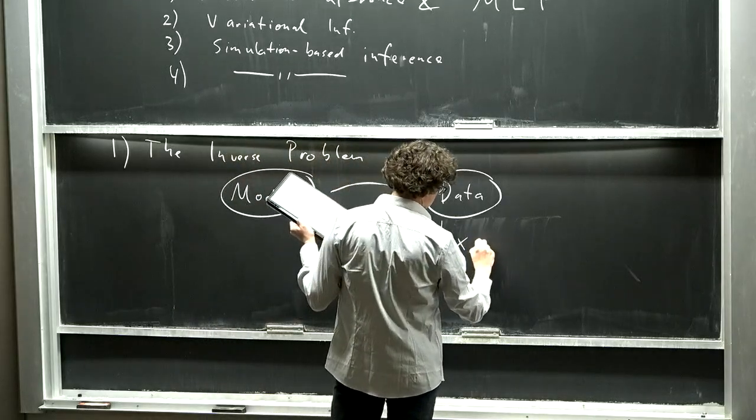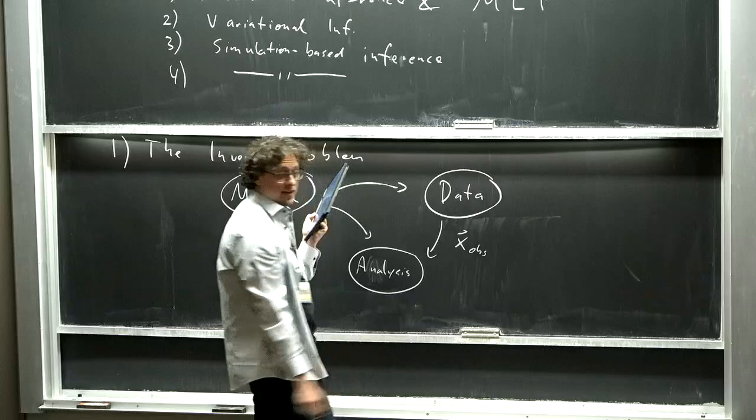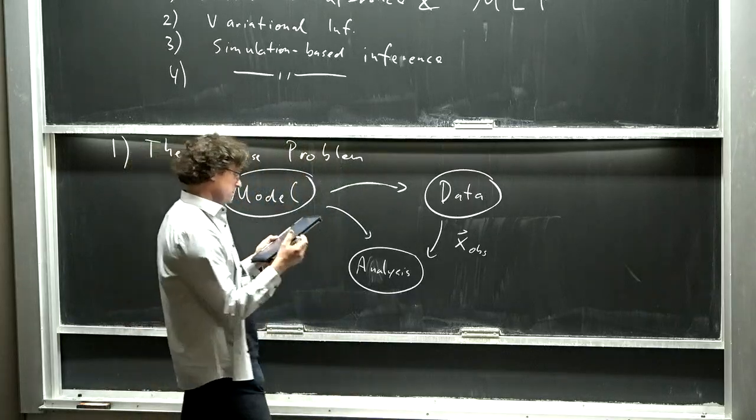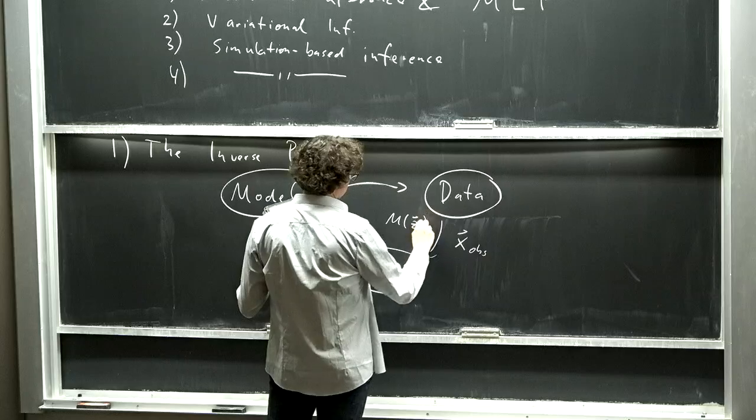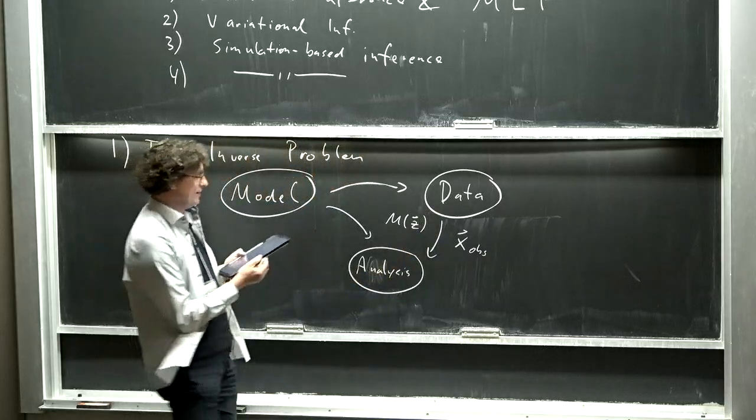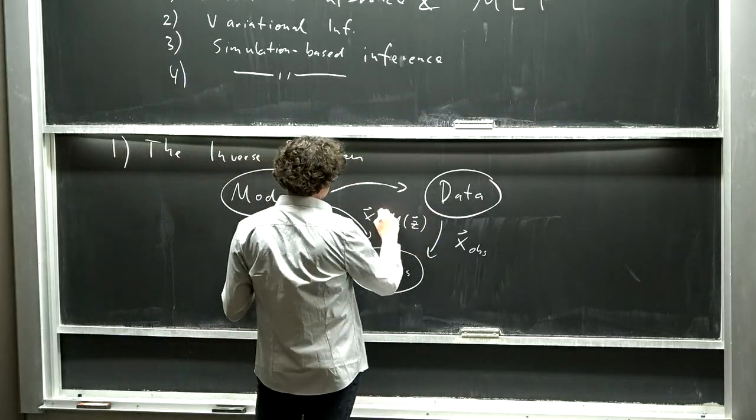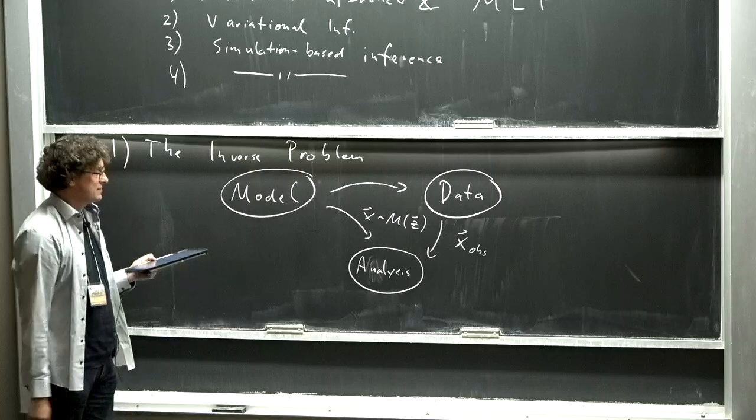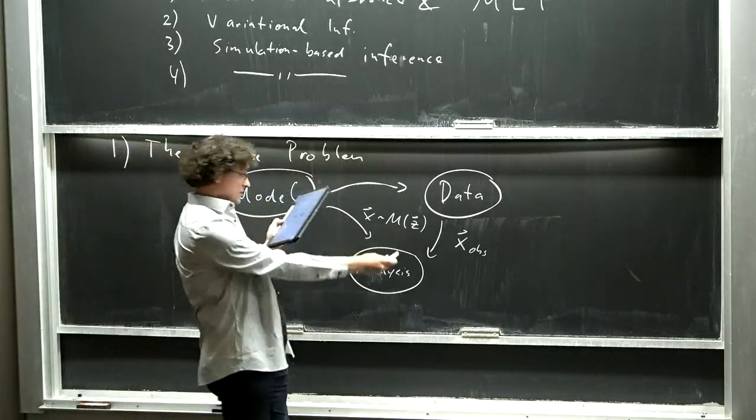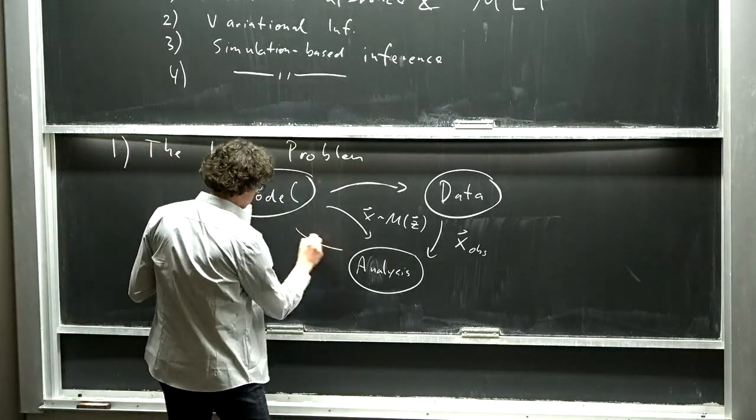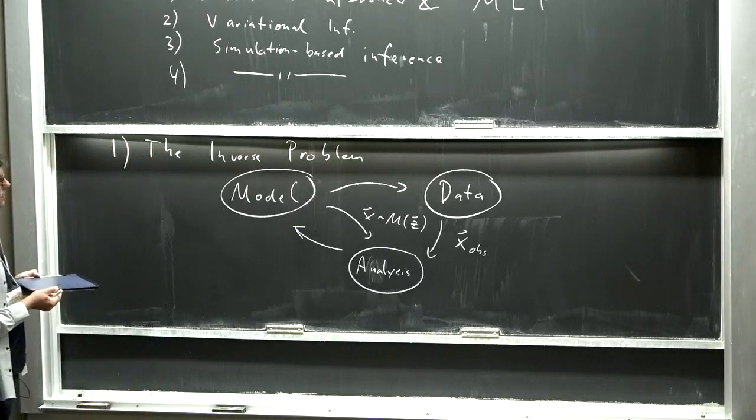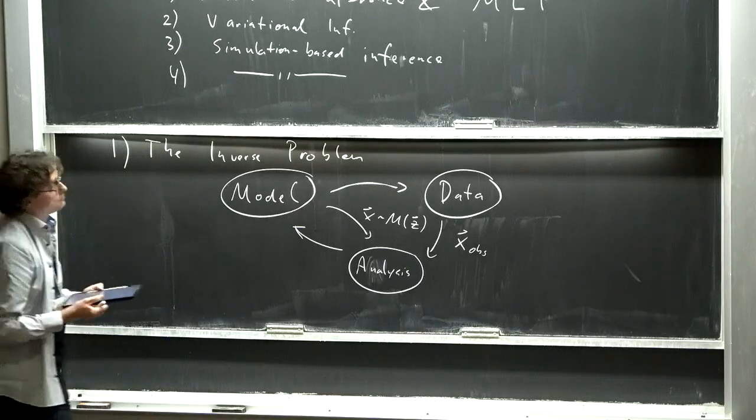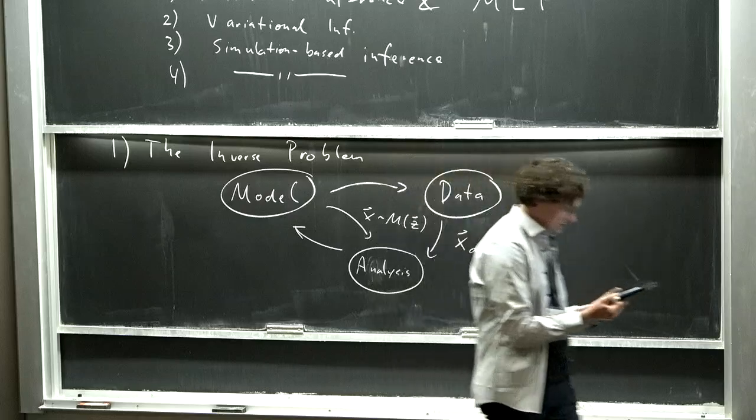So the observations, I've written them here as a vector x, maybe some piece of data that we observed, and then we have a model m that has some parameter z typically, which makes predictions for our observations. And somehow we would like to compare these predictions with the actual observations and then draw conclusions about the model that we are interested in. And that's a process called statistical inference.